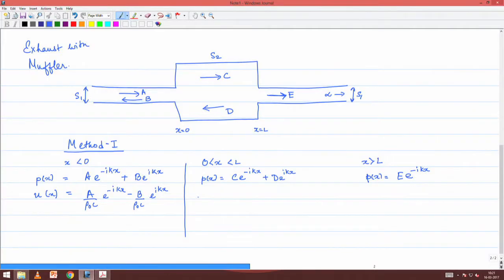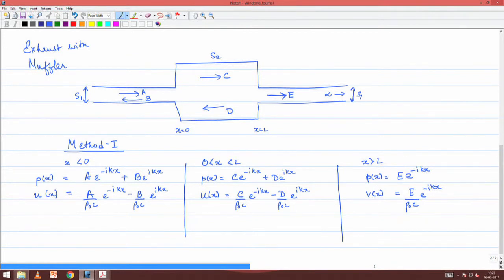Similarly, in this second segment we will have u of x equals C by rho naught c e to the power minus i k x minus D by rho naught c e to the power i k x. And lastly, in the third segment we will have u as a function of x given by E by rho naught c e to the power minus i k x. This is exactly what we had done, it is just that we have to do it in 3 parts, possibly the earlier analysis was all limited to 2-part analysis, this is just an easy extension of that.